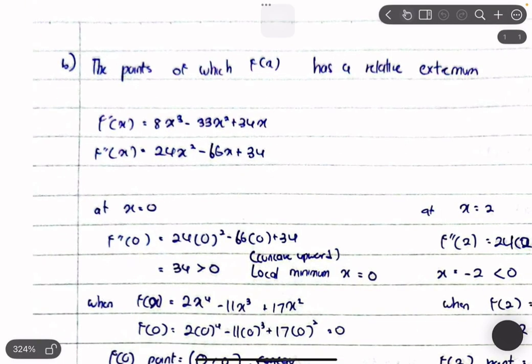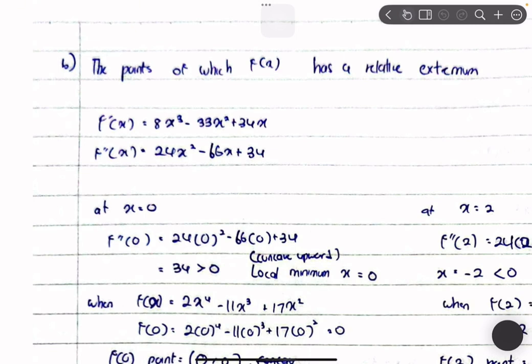We move on to our next question, 1b, where we have to find the points at which f(x) has a relative extremum. First, I found the first derivative f'(x) = 8x^3 - 33x^2 + 34x. We set this equal to 0, where we have the critical points: x = 0, x = 2, and x = 17/8. Next, we find the second derivative, f''(x) = 24x^2 - 66x + 34, and I use this to test the concavity at each critical point.